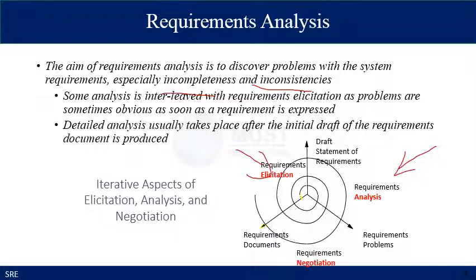When the problems are assessed, there is a remedial process applied. And then after the solving of those problems, the requirement negotiation phase is started, which we will discuss in upcoming slides. And finally, you produce a requirement document after the negotiations with the relevant stakeholders.